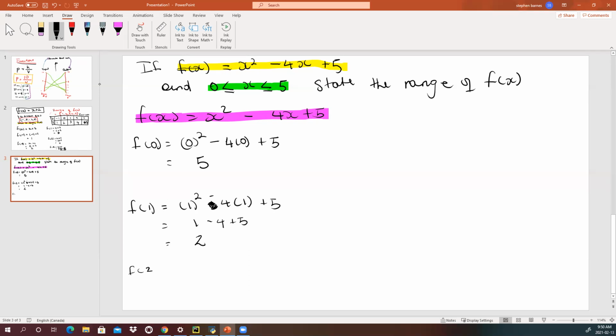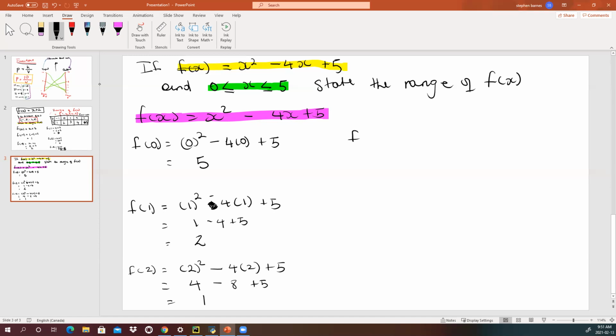F of 2 will give you 2 squared minus 4 times 2 plus 5, equals 4 minus 8 plus 5. 4 minus 8 is minus 4, and minus 4 plus 5 gives you 1. Yeah, it is 1. Good.